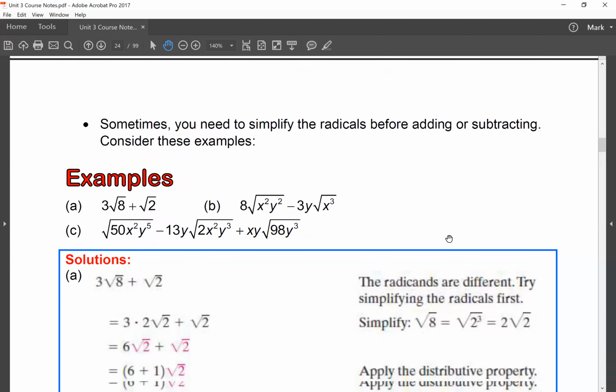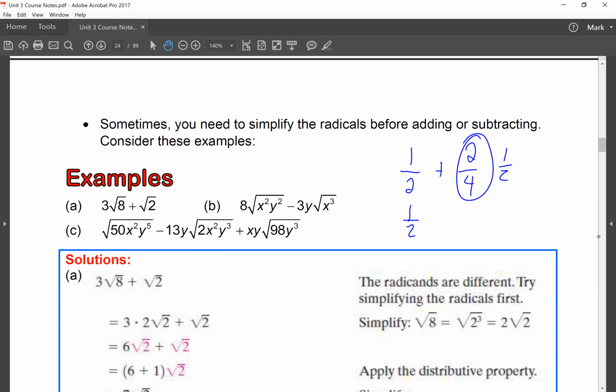The only way that this gets harder is that sometimes we might need to simplify these before adding or subtracting them. That's kind of like when you simplify fractions. Let me give you an example. If you had, I'll go simple on this, 1 over 2 plus 2 over 4, you would simplify this fraction first. So this would be 1 over 2 plus 1 over 2. With radicals, we might need to simplify them first before we add them.